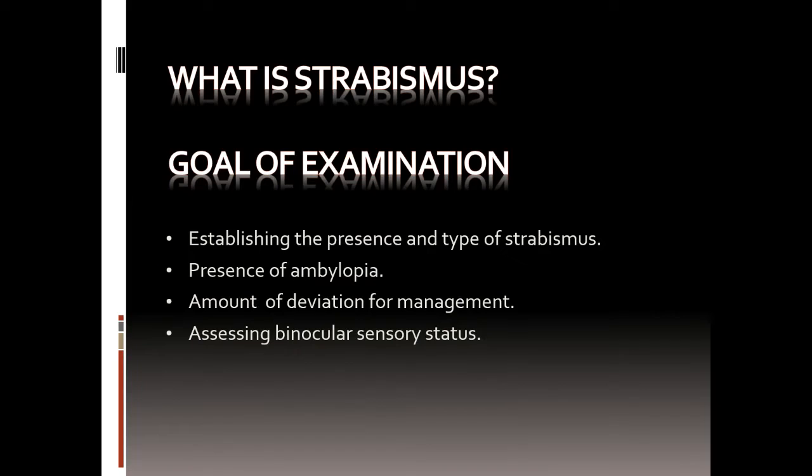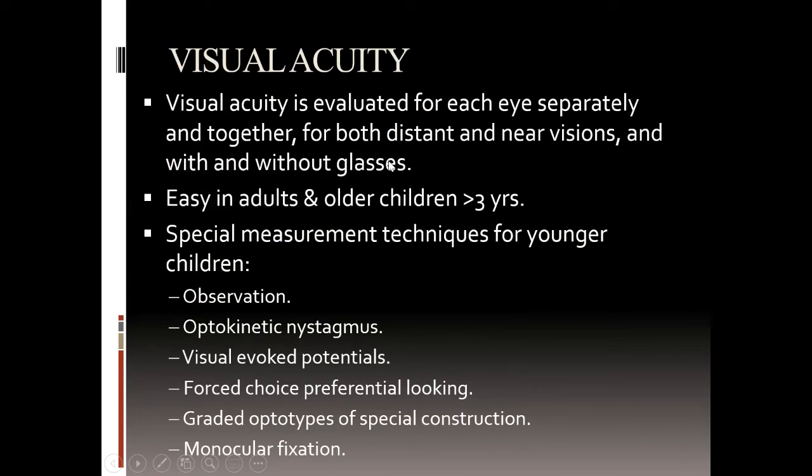The goal of examination is also to know the amount of deviation, because we have to operate on the patient and make the eyes straight, and that is purely in terms of mechanics or vectors. We have to find out the amount of deviation with the help of prisms. And finally, the whole reason why we are treating strabismus is to assess whether the patient has good binocular function or not. So that is regarding the reasons for strabismus evaluation.